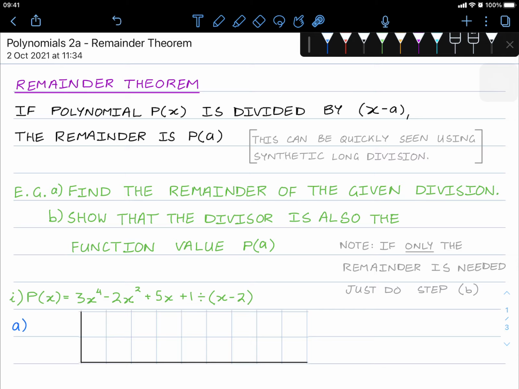The remainder theorem states that if we have some polynomial p of x and it's divided by a divisor of the form x minus a, the remainder is always going to be the function value of a. This can be seen very quickly using synthetic long division.